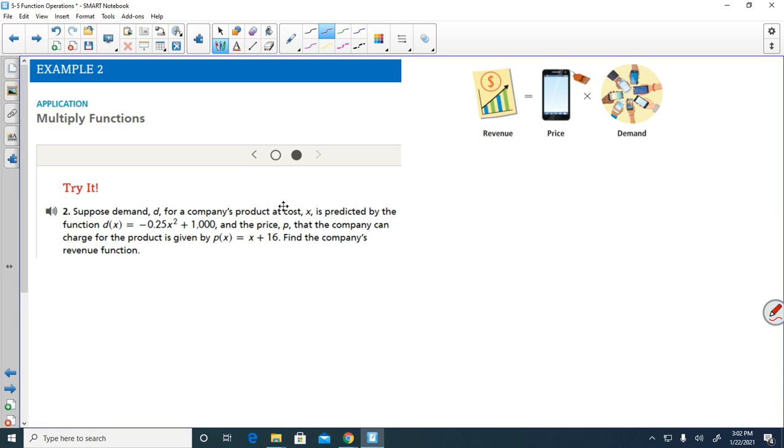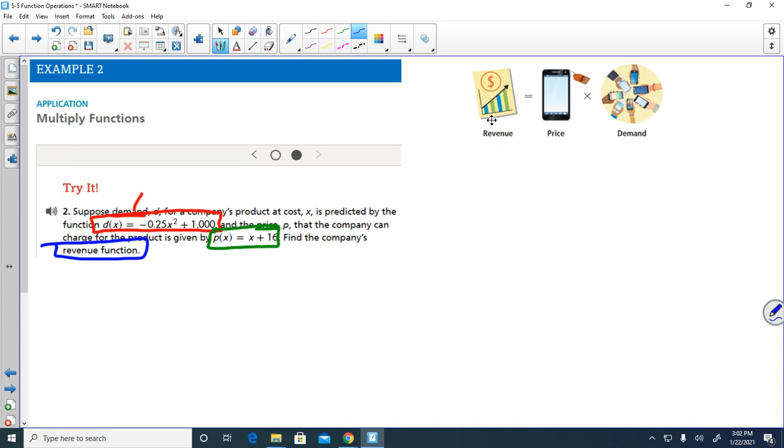So they gave me a couple things in the problem. They gave me the demand. The demand is this function. That's demand. Then they gave me the price. Price they gave me by this function. And they asked me for the revenue function.